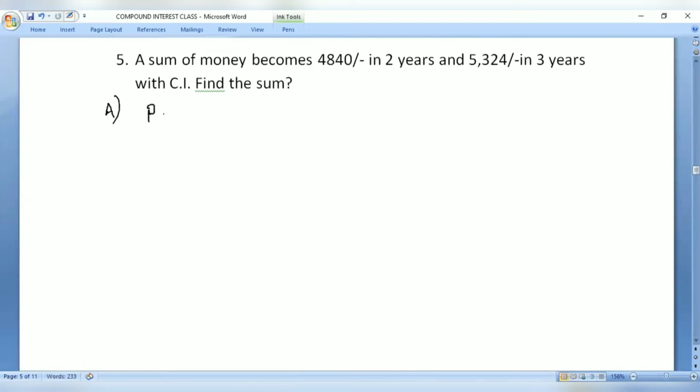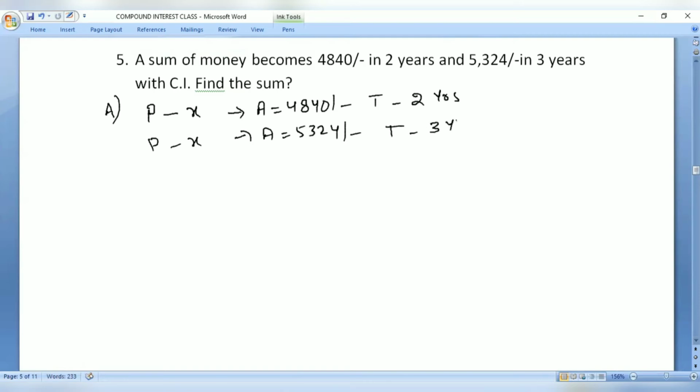We do not know what the principal is. So let us consider it as X, and this will amount to 4,840 rupees. And for this, the time taken is 2 years. The same principal X will amount to 5,324, and the time period is 3 years. Now we are supposed to calculate the actual principal, the X value.